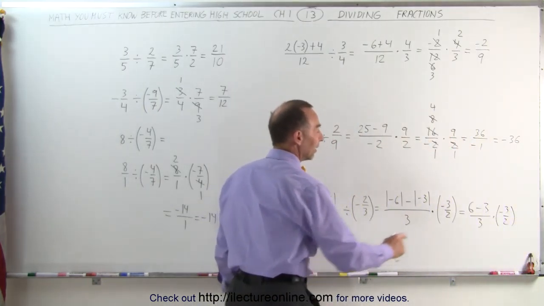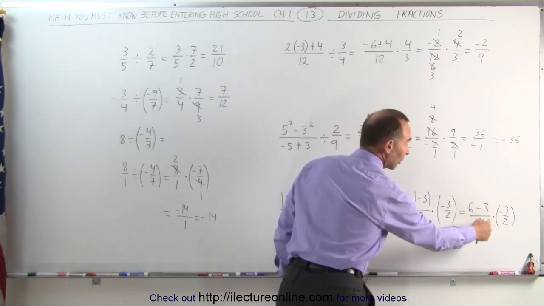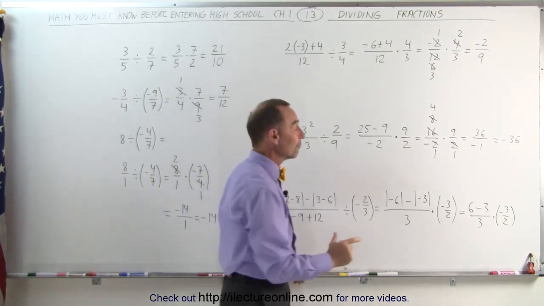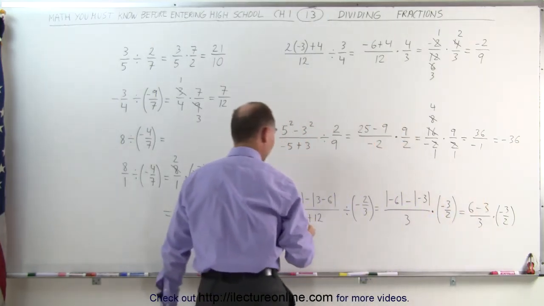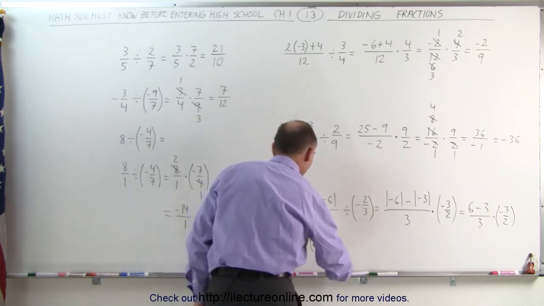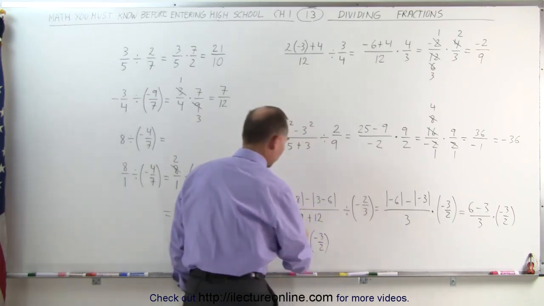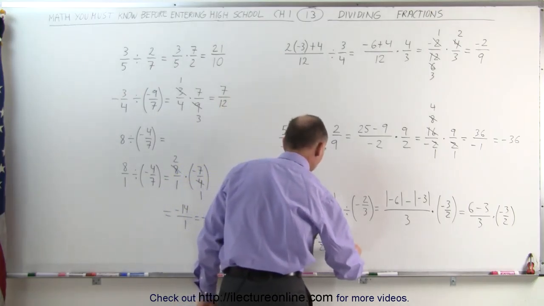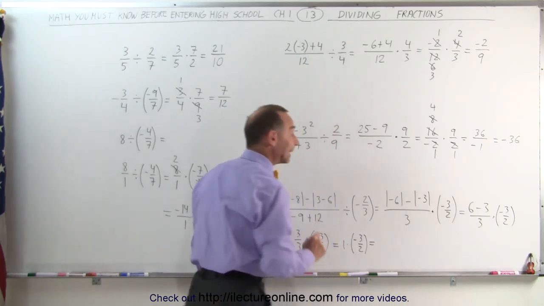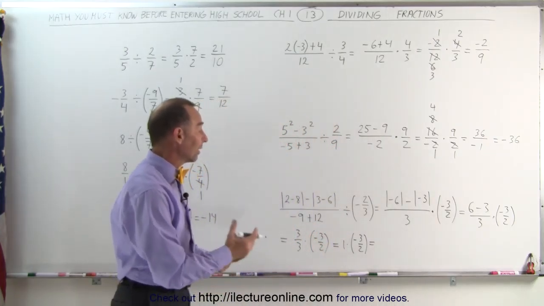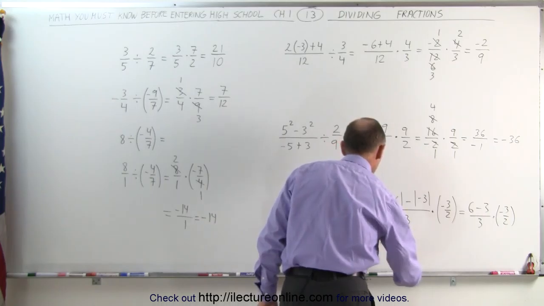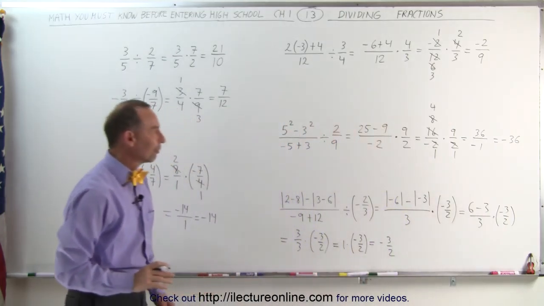Continuing to simplify, again, I don't want to divide this 3 by this 3. That would be incorrect because we still have a negative sign there, so you cannot do that. You first have to simplify the numerator. 6 minus 3 becomes 3 divided by 3 times a negative 3 over 2. And of course, 3 divided by 3, that's the same as 1. This becomes 1 times negative 3 over 2. And then using the identity property of multiplication, 1 times anything, you get that anything back. This becomes minus 3 over 2, and that would be the final answer for that problem.